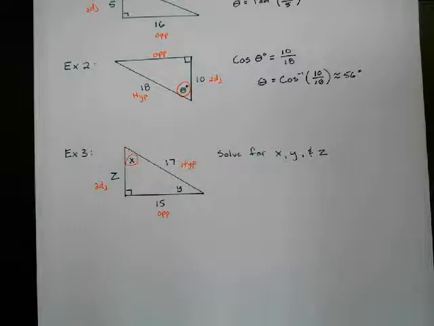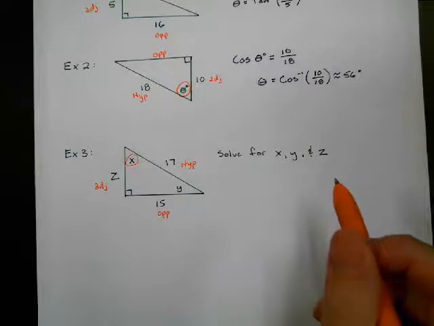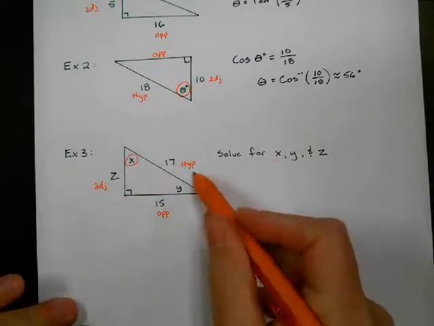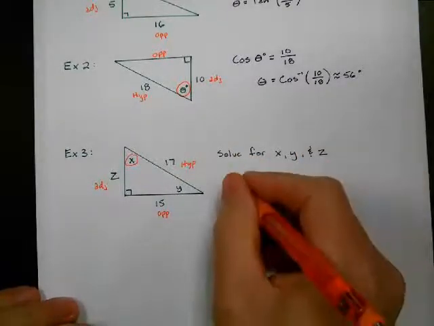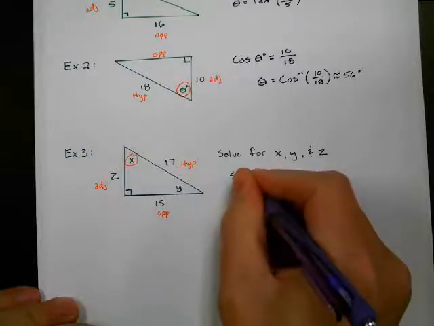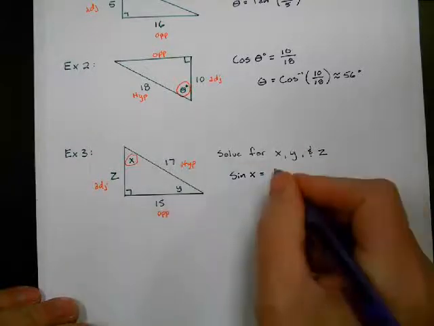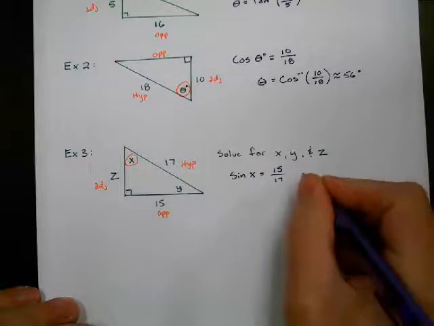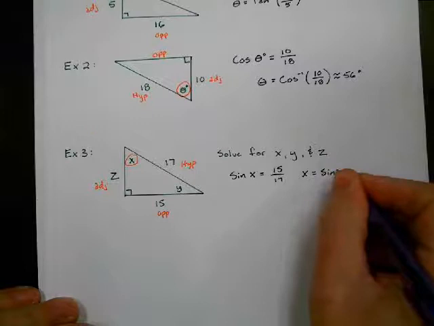All right, so let's see. We were trying to decide what to use for x. Okay, so we're going to use opposite and hypotenuse. That would be sine. So I'm going to say the sine of x is equal to 15 over 17. Opposite over hypotenuse. So x would be equal to the inverse sine of 15 over 17.